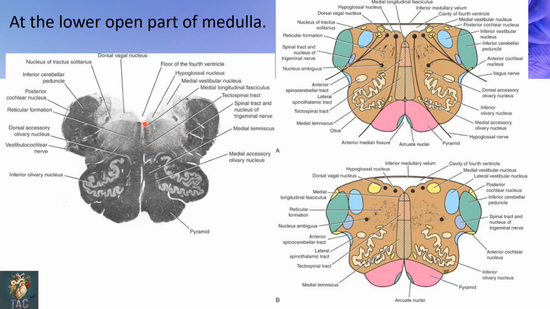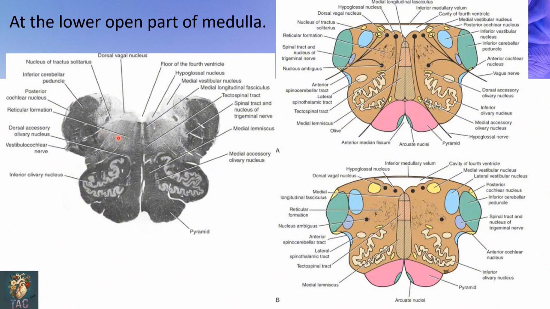In the center, you can see the medial longitudinal fasciculus and the tectospinal tract, which is present over here. Then you can see the medial lemniscus and then the pyramids. Here you can see the inferior olivary nuclear complex. Here you can see the inferior cerebellar peduncle, which has now appeared over here. You can see the first appearance of the inferior cerebellar peduncle over here.